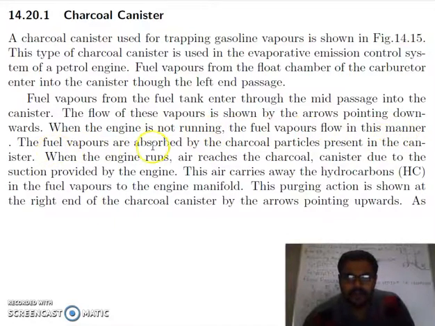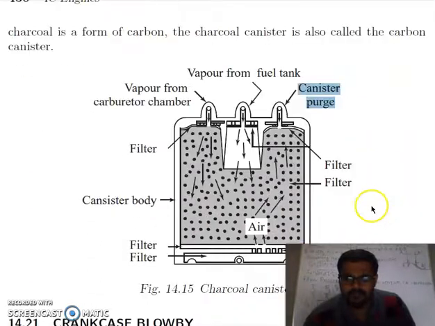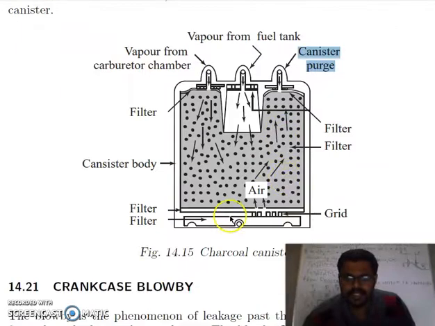The fuel vapors are absorbed by the charcoal particles present in the canister. When the engine runs, air reaches the charcoal canister due to the suction provided by the engine. This air carries away the hydrocarbons in the fuel vapors to the engine manifold. This purging action is shown at the right end of the charcoal canister by arrows pointing upward. So this is your purging action here.